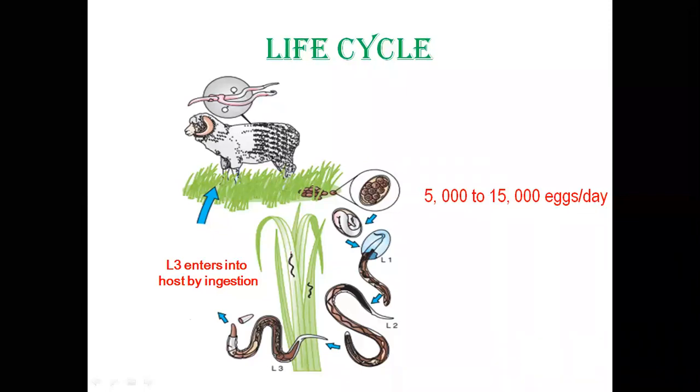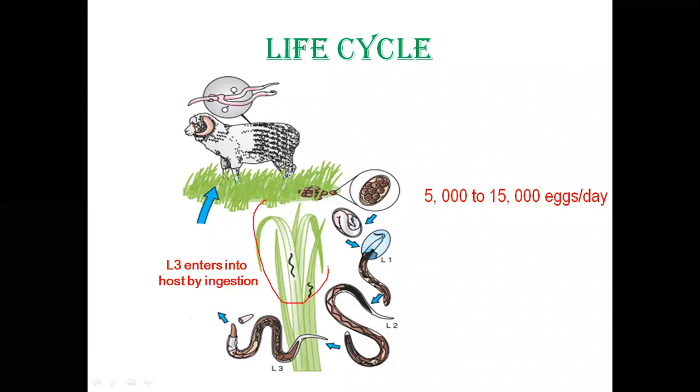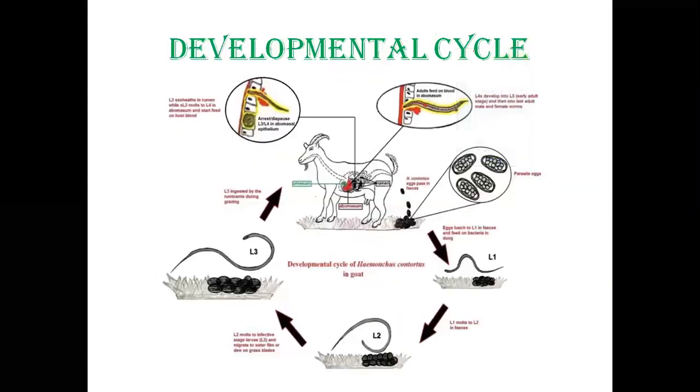But during the sultry day, they will descend into the ground and hide somewhere so that they are not killed by desiccation. When this plant is eaten by sheep, goat or cattle, the cycle completes. Very, very simple life cycle. So this is what happens inside.